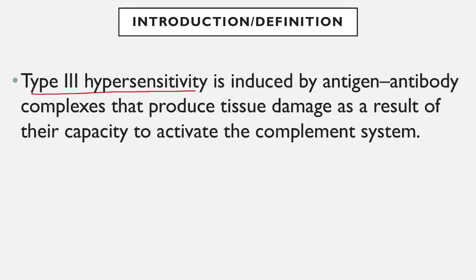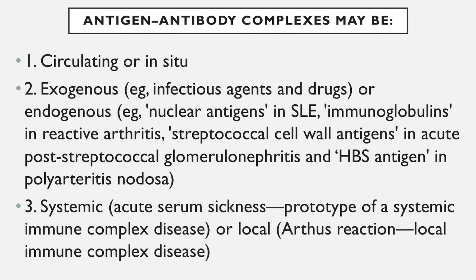Type 3 hypersensitivity is induced by antigen antibody complexes that produce tissue damage as a result of their capacity to activate the complement system. Antigen antibody complexes may be circulating or in situ, exogenous or endogenous, and systemic.